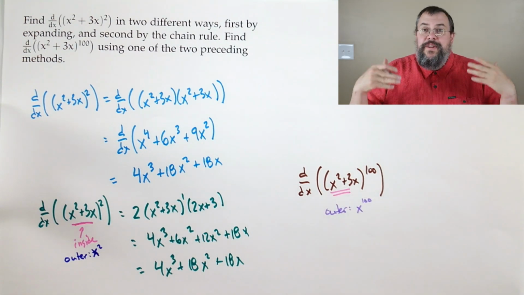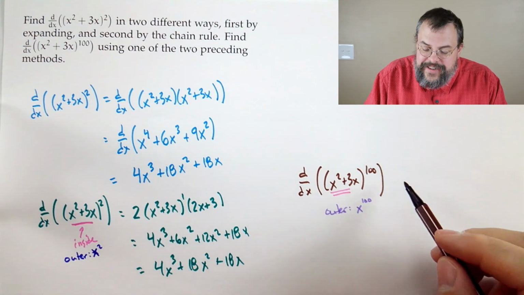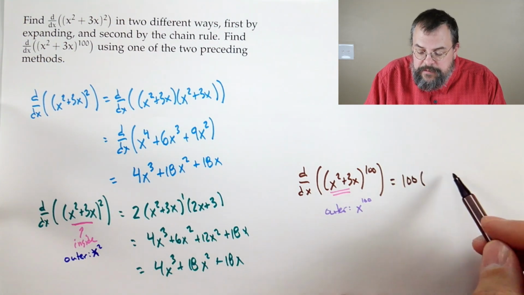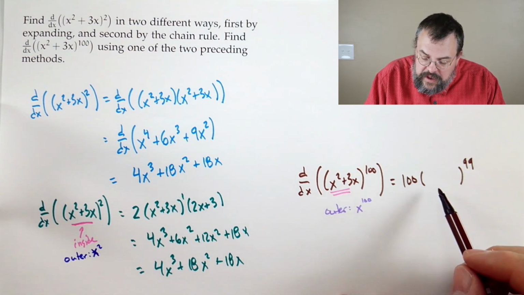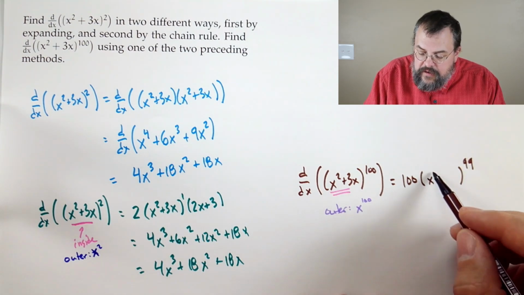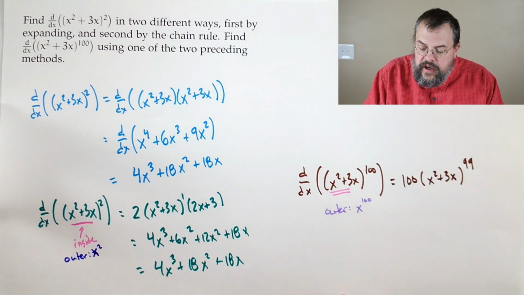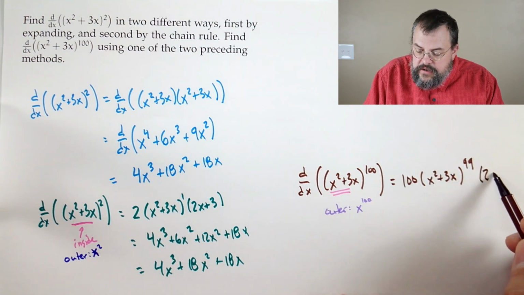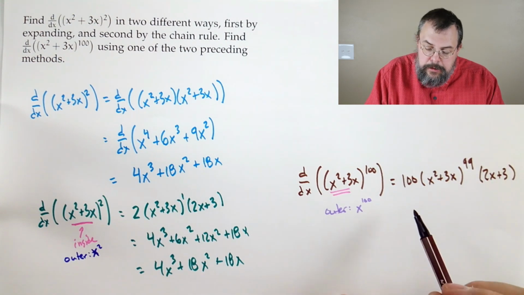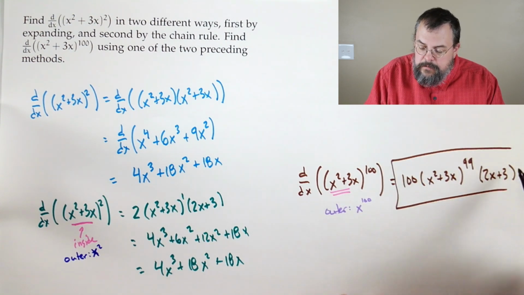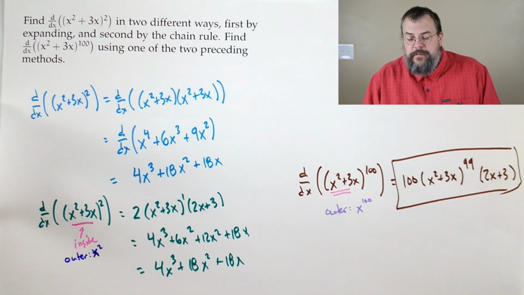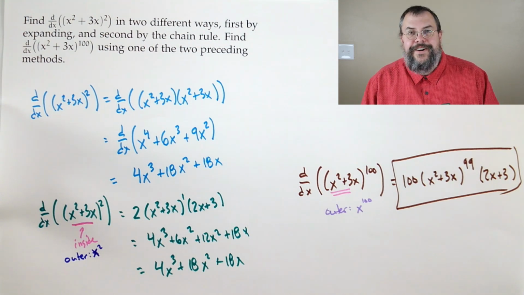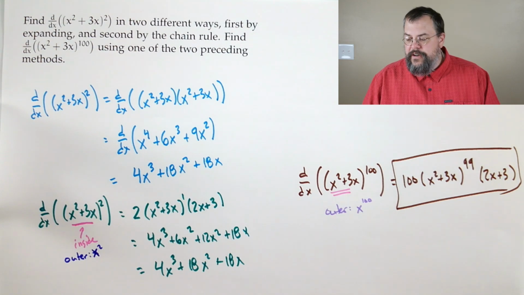So, something to the 100, I know how to take the derivative of that. That's 100 times something to the 99. And then, what's the something? Well, the inside, x squared plus 3x, times the derivative of the inside, which is 2x plus 3. And now, that's the derivative. There's our answer. It doesn't say you have to simplify, just that you have to find the derivative, and we found it. It's right there.